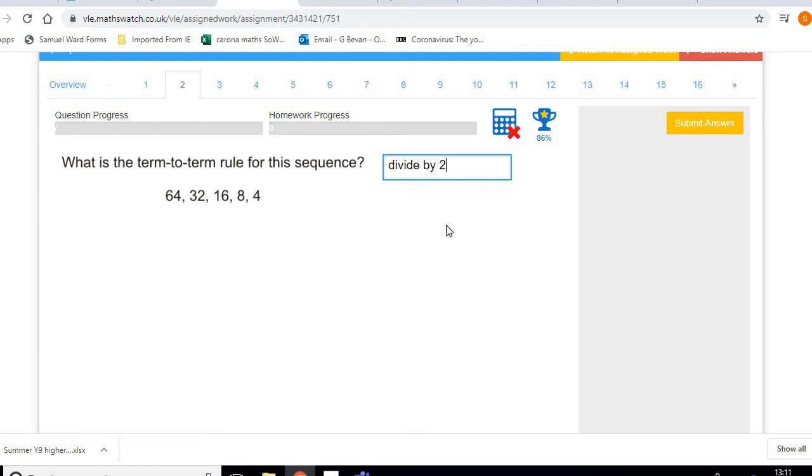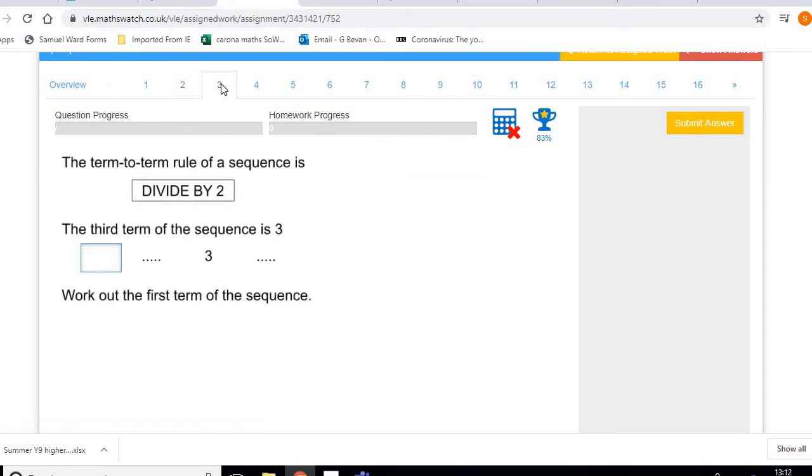The other thing that you could do is to multiply by something. And I remember we did this in class with 9B3. Dividing by 2 is the same as multiplying by a half. And we can write half as 0.5. So you could multiply by a half to get from 64 to 32. Multiply by a half to get from 32 to 16. It's exactly the same as dividing by 2. Okay, so either of those answers should be correct. So in this case, the rule of a sequence is to divide by 2.